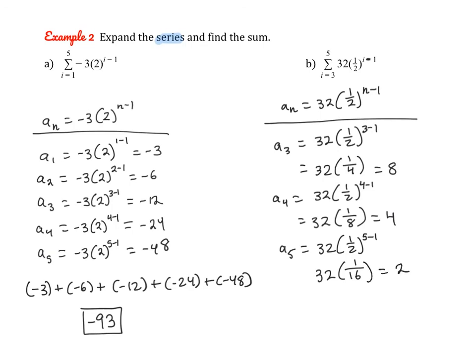So now we have our third, fourth, and fifth terms. So we're doing 8 plus 4 plus 2. That's the expanded version of this sigma notation, and that gives us a sum of 14.